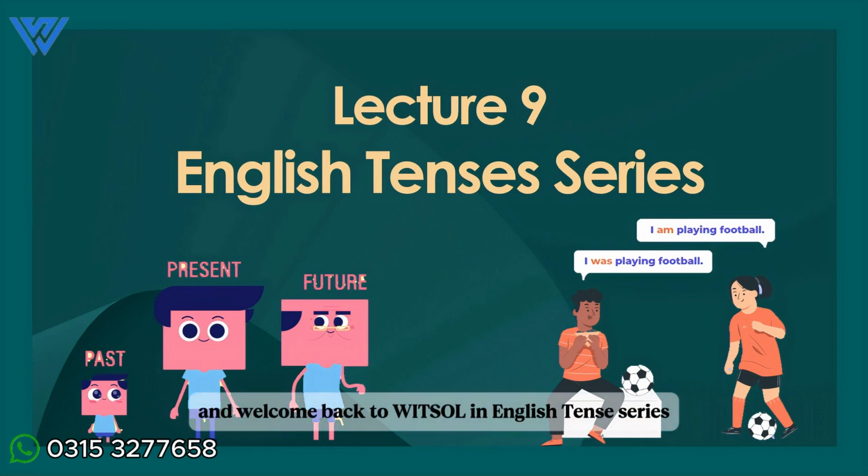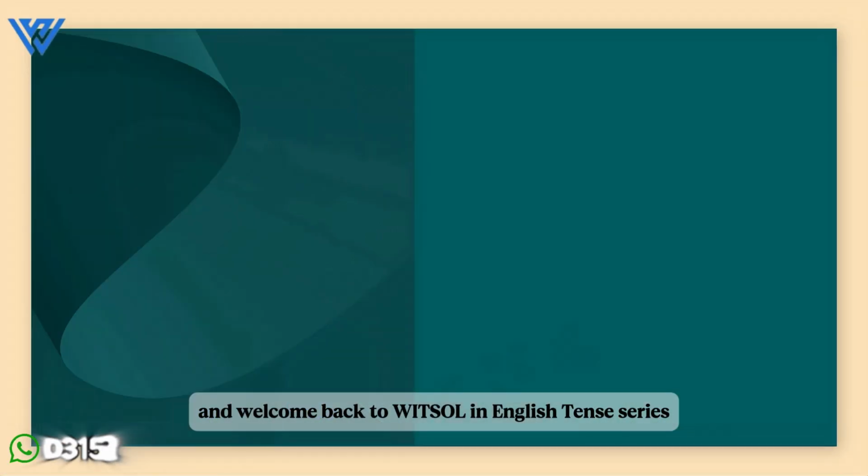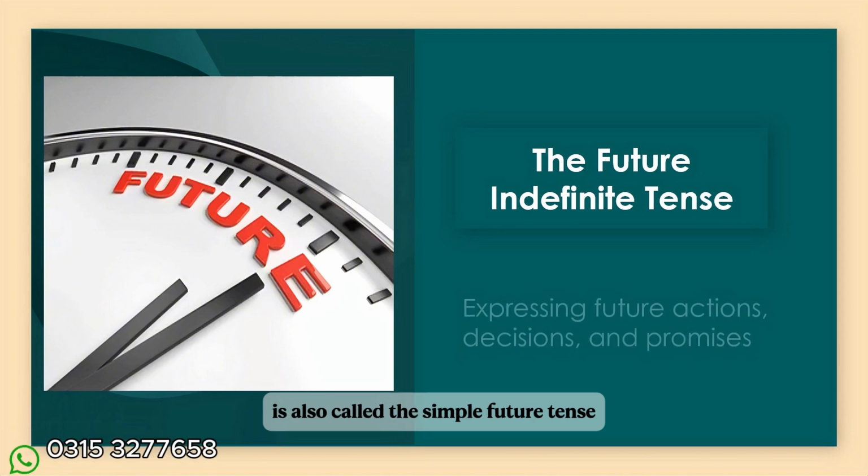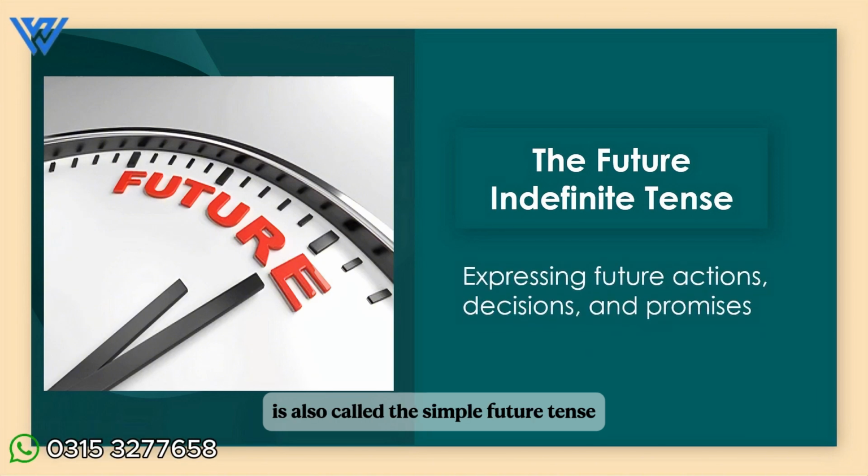In English 10 series, this is lecture number 9, and in this lecture we are going to study about the future indefinite tense. Future indefinite tense is also called the simple future tense. It's used for expressing future actions, decisions and promises.